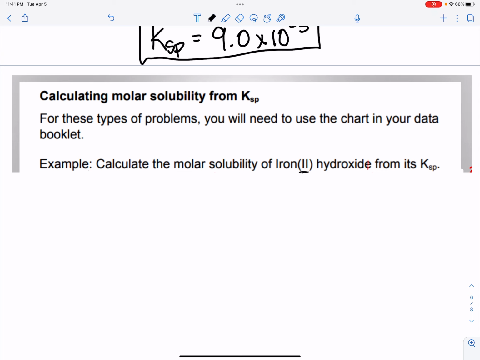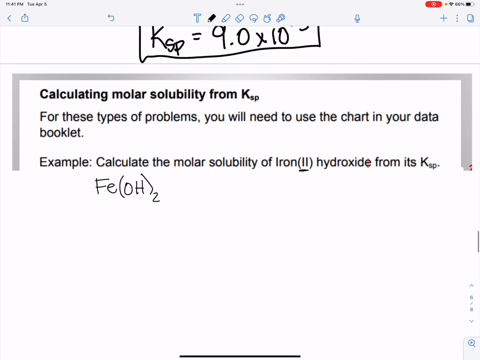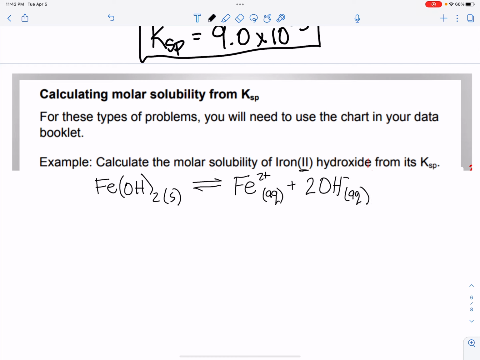Okay, so I'm going to take my net ionic equation again. I've got Fe(OH)2, and I'm going to show the net ionic equation for that. My iron has that positive 2 charge, so that's what the 2 shows us there. And I have 2 hydroxides for every 1 iron ion. So I have a 2-to-1 ratio here.